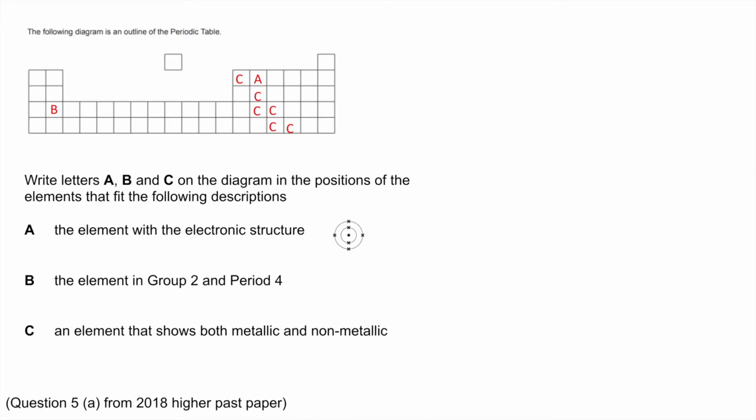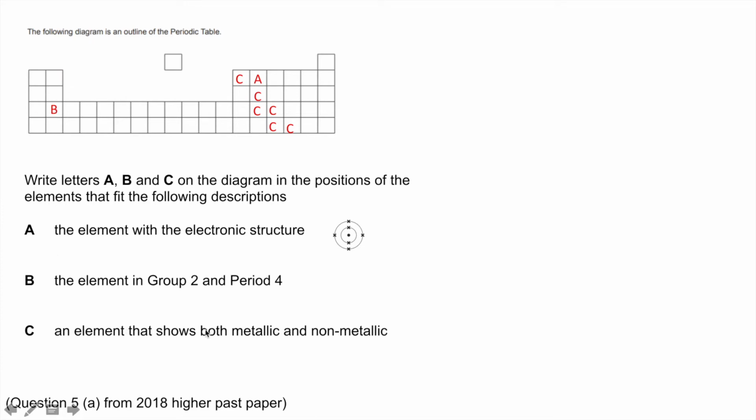Now, this one, you're asked to write the letters A, B, and C in the diagram applicable to these statements below. Now, A with the electronic structure of 2 electrons in the innermost shell and 4 in the outermost. Obviously, that is related to this position here, which would be period 2, group 4, which would be carbon. B, the element in group 2 in period 4, so group 2, in this group here, period 4, 1, 2, 3, and 4, fits here.